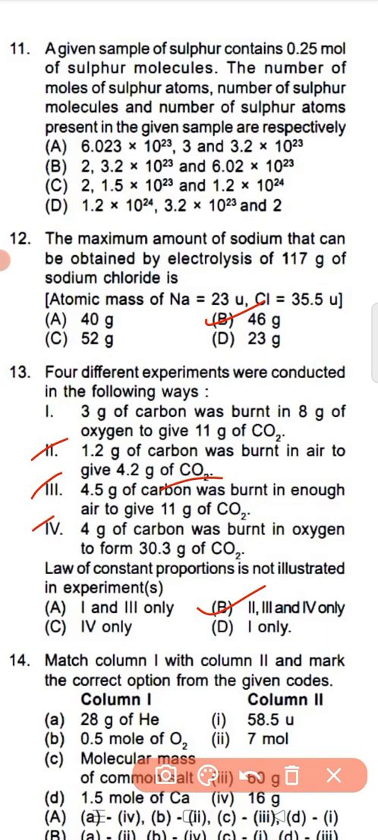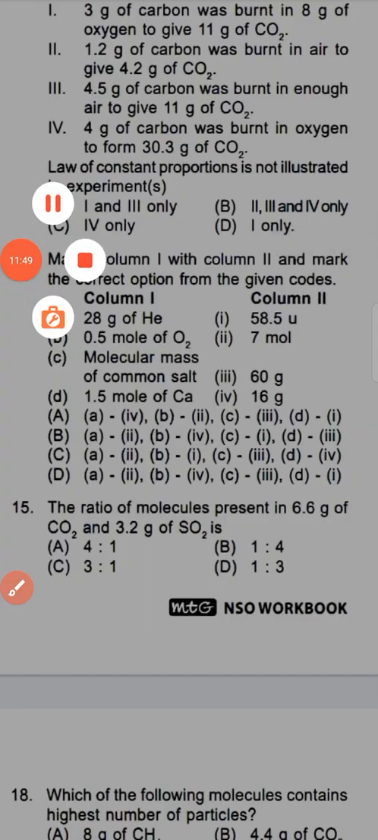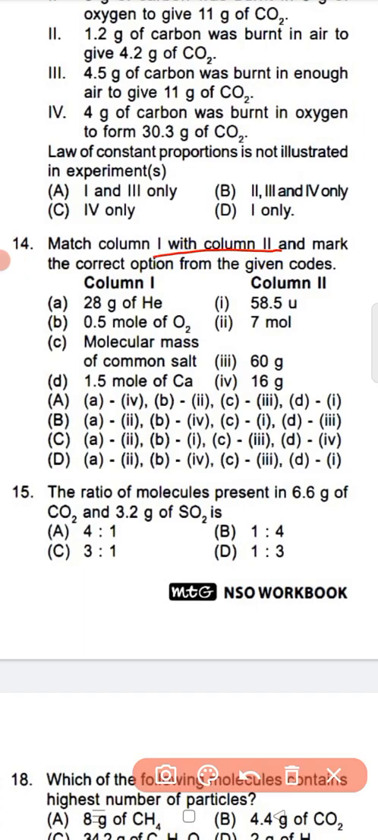Okay, so match the column. Next question, question number 14. We have to match column 1 with column 2. Mark the correct option from the given codes. Column 1: 28 gram of He; column 2: 58.5 u.